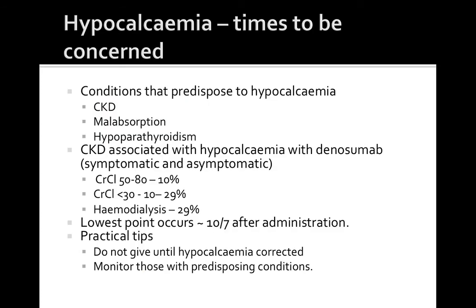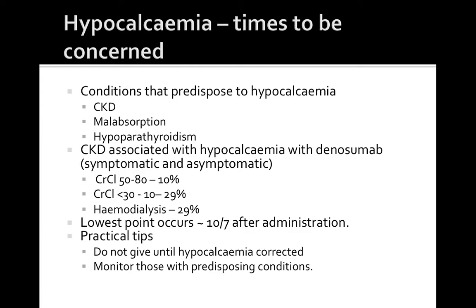So hypocalcemia can happen with some conditions that predispose you to it. So people with chronic kidney disease are at risk. People that aren't absorbing calcium, and people that have hypoparathyroidism also have problems. So if you tease out the chronic kidney disease associated with hypocalcemia, they were symptomatic and asymptomatic people. And for a creatinine clearance of 50 to 80, which is not that much decrease than normal, about 10% were getting hypocalcemia. And once that creatinine clearance got less than 30, up to 30% of people. And hemodialysis was there as well. So that's very common. And the nadir of this occurs at 10 days after administration.